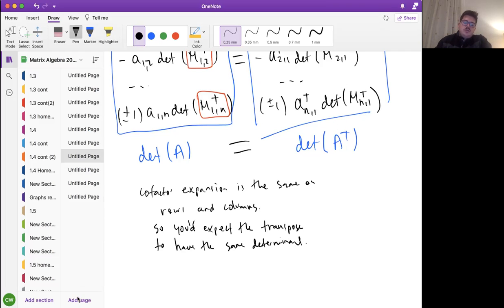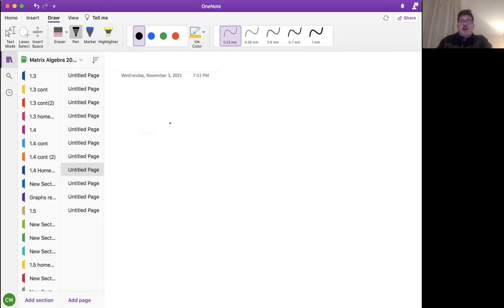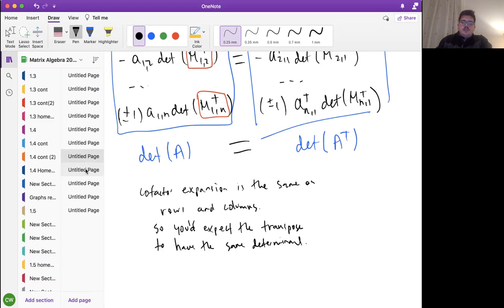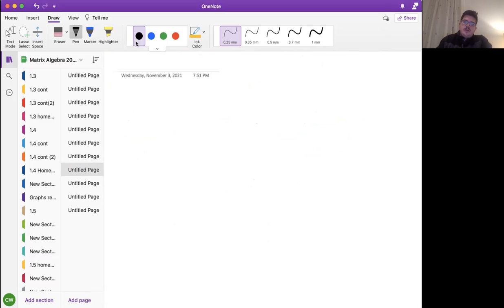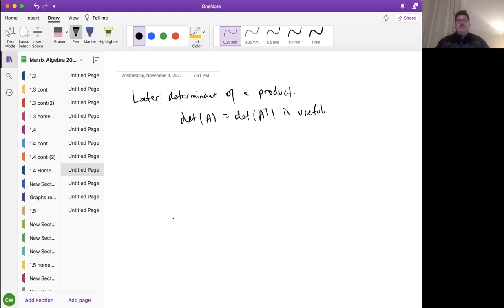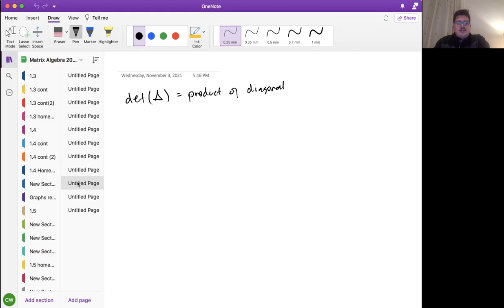Anyway, so why is this useful? Because sometimes if we're doing some calculation, it may come in useful later. Later we'll talk about the determinant of a product. So knowing that the determinant of A is equal to the determinant of A transpose is useful. But I just wanted to get through that fact.